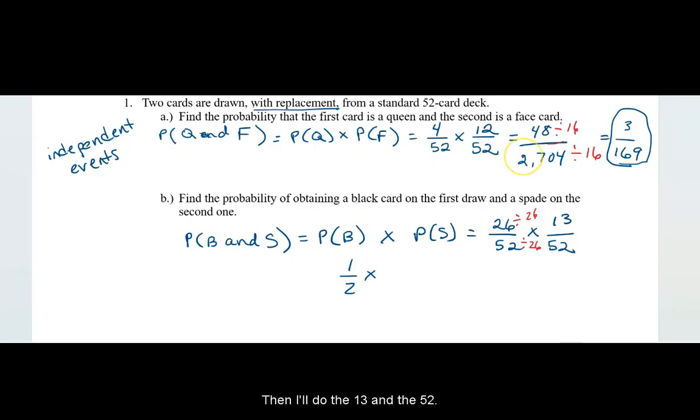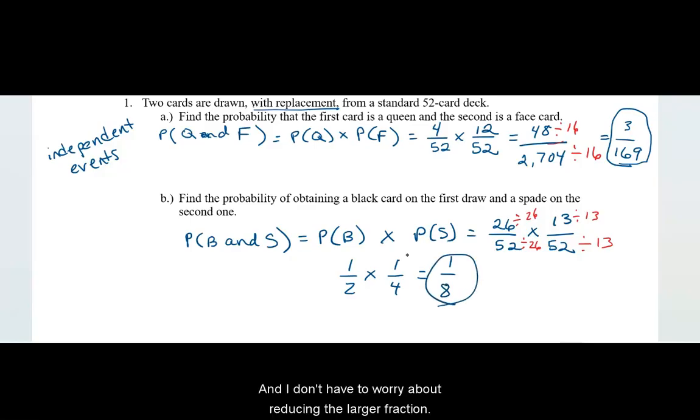Then I'll do the 13 and the 52. Well, 13 goes into 52, so I'm going to divide both of these by 13. And then that's going to give me 1/4. Notice now, this is ready. This is 1/8, and I don't have to worry about reducing the larger fraction. It's up to you how you prefer to reduce your fractions, but those are two different options.